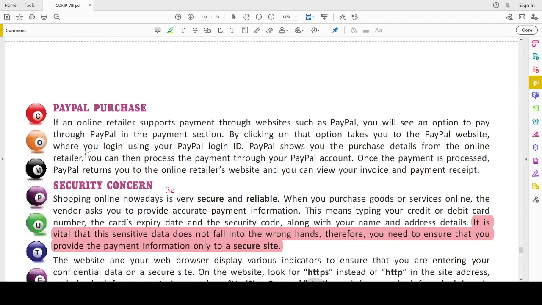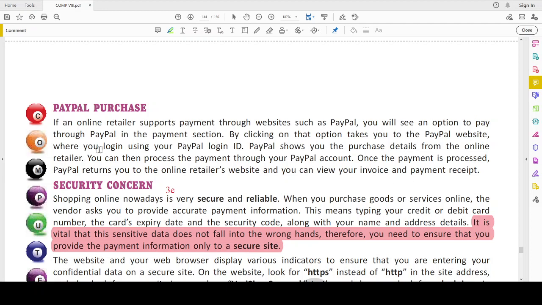So what is a PayPal purchase? If an online retailer supports payment through websites such as PayPal, we will see an option to pay through PayPal in the payment section. By clicking on that option, it takes us to the PayPal website where we log in using our PayPal login ID. PayPal shows us the purchase details from the online retailer. We can then process the payment through our PayPal account. Once the payment is processed, PayPal returns us to the online retailer's website and we can view our invoice and payment receipt.